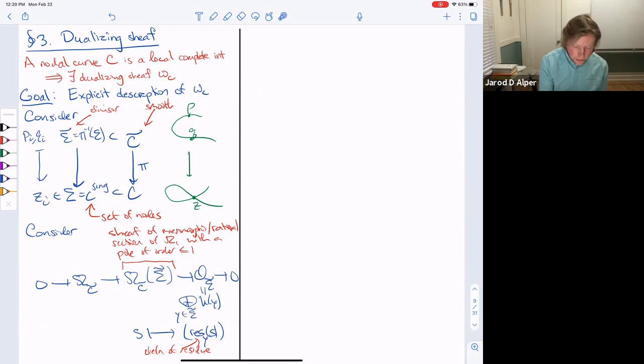For instance, if you had a section s such that all the residues were zero, then there are no poles and your section is not just rational. It is a section of the sheaf of differentials, the regular section. Right. Okay. So we have this, and then we define.